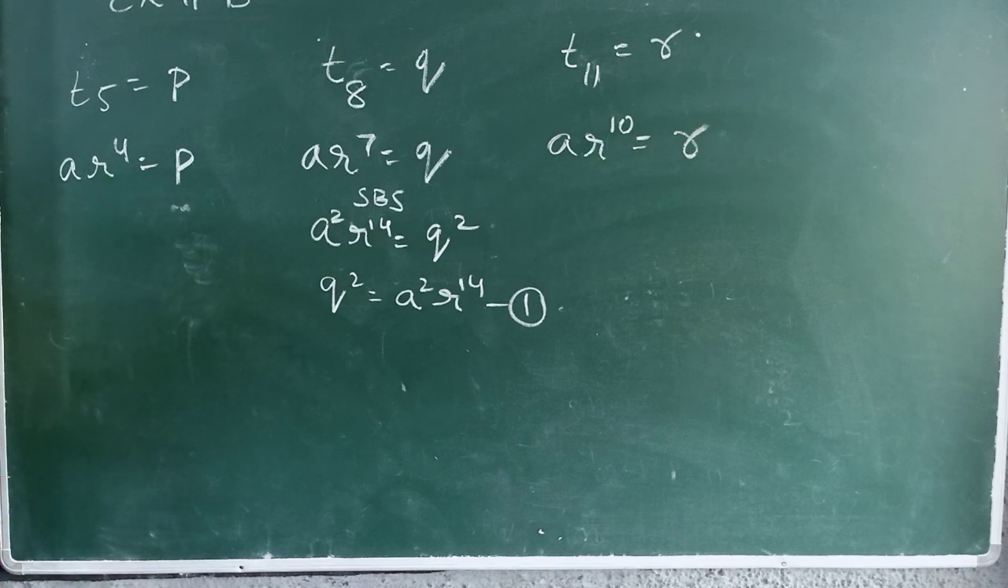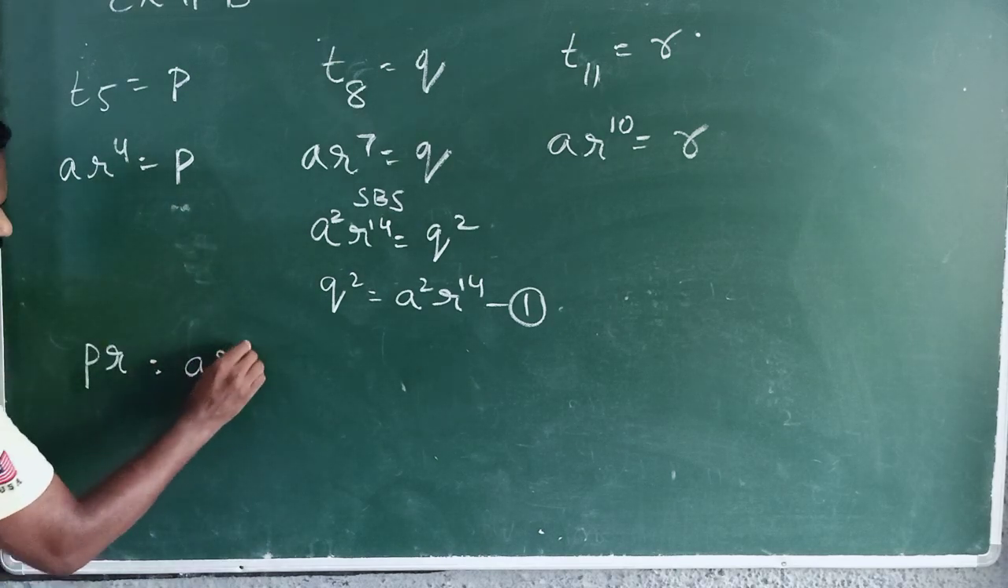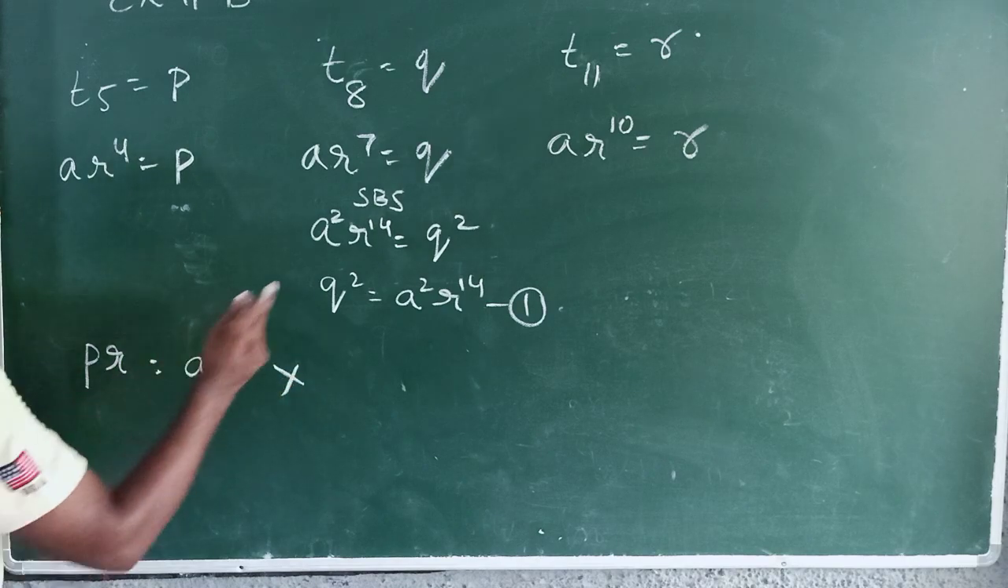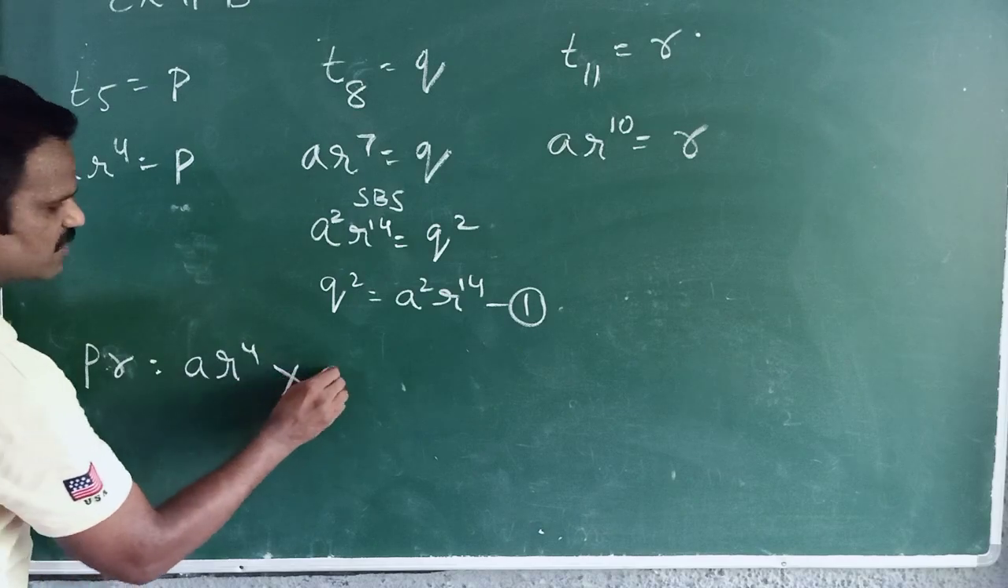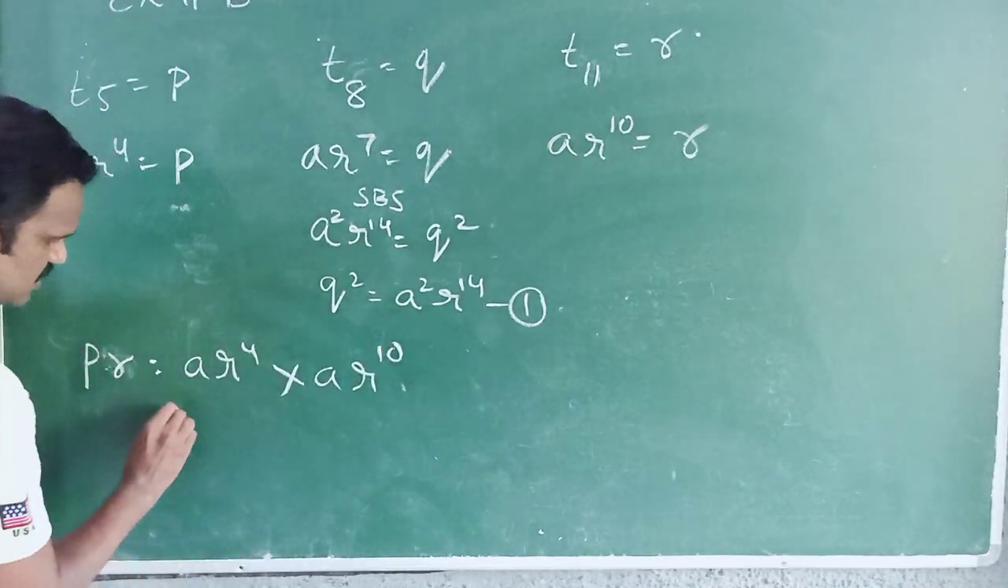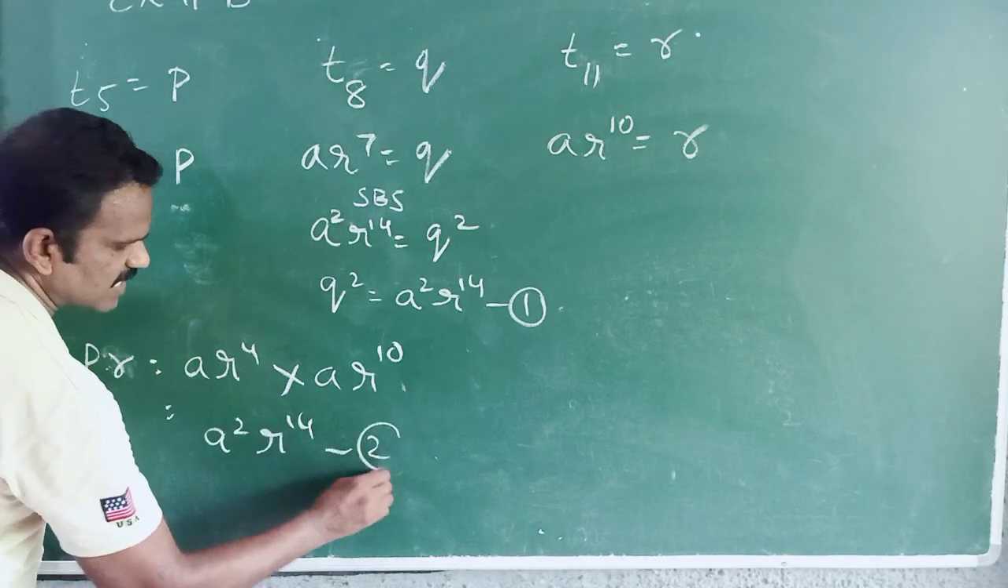Then what he asked? Already I found LHS Q square. Then he asked PR. We will find out PR. PR is equal to what is P? AR to the power of 4. What is R? AR to the power of 10. So that is equal to A into A square R to the power of 14. Mark it as second equation.